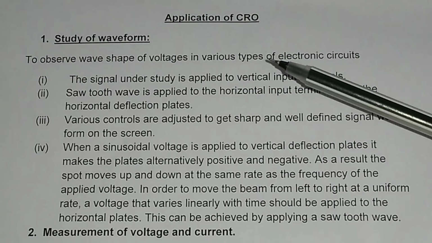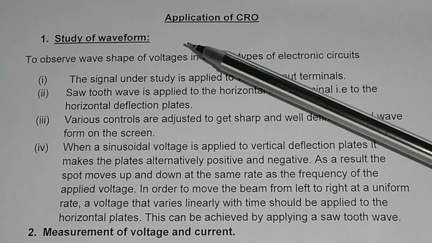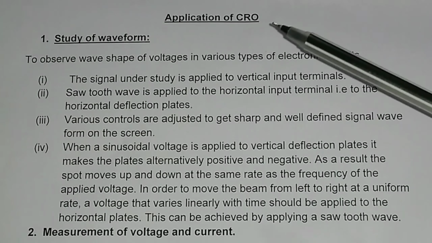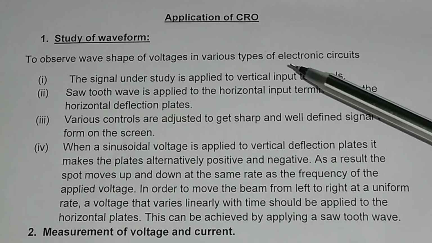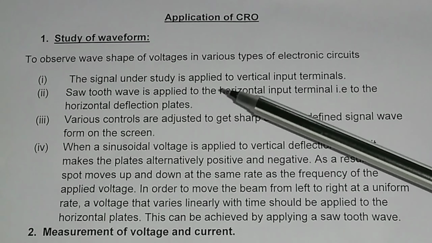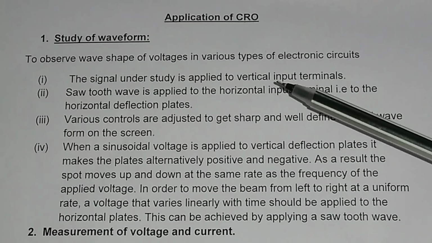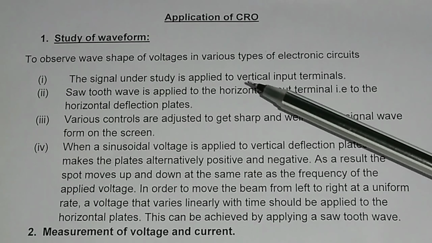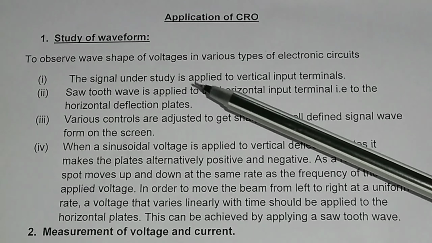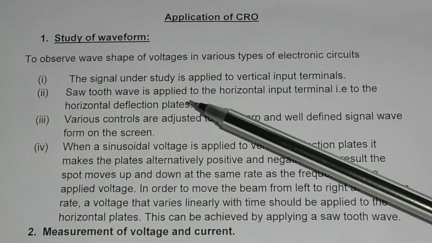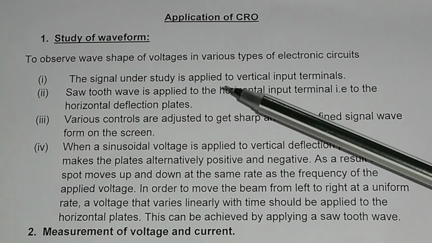Now we'll discuss the applications of CRO. The first application of CRO is the study of waveform. What is the nature of the wave we can study with the help of CRO? To observe the wave shape of voltage in various types of electronic circuits, the signal under study is applied to the vertical input terminals. I have told you there are 2 terminals, one vertical and another horizontal. Then you first give the voltage source you study to the vertical input, and you give a sawtooth wave to the horizontal input terminal, that is to the horizontal deflection plate.